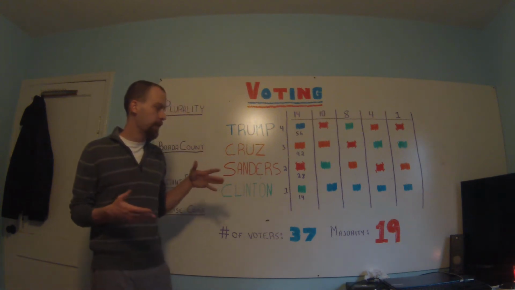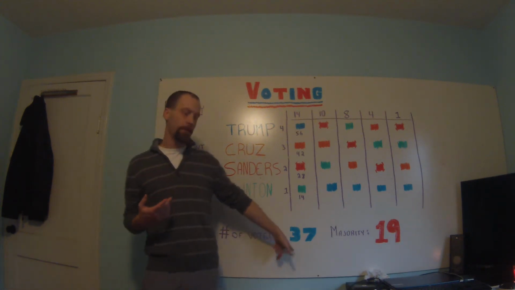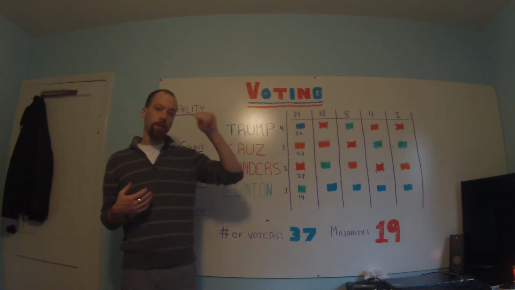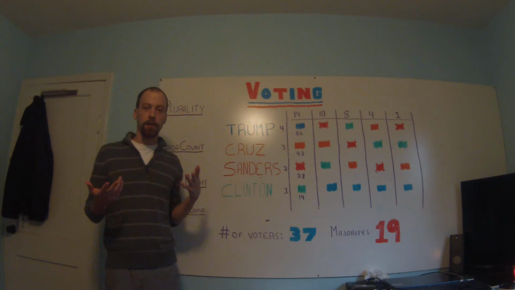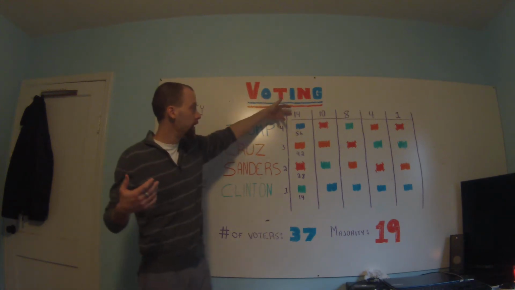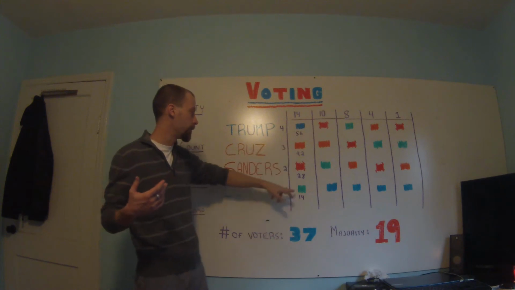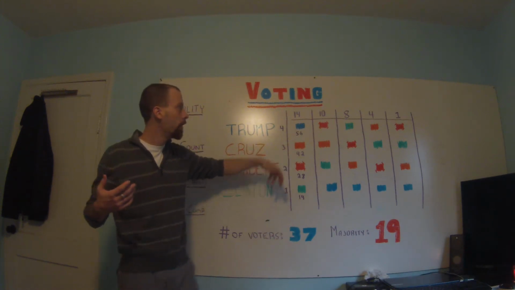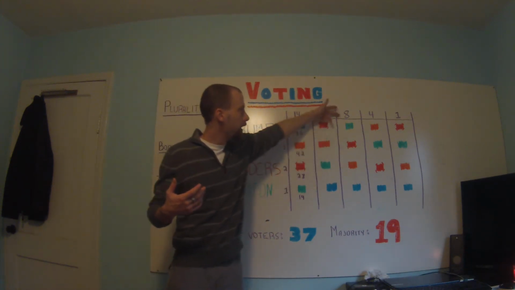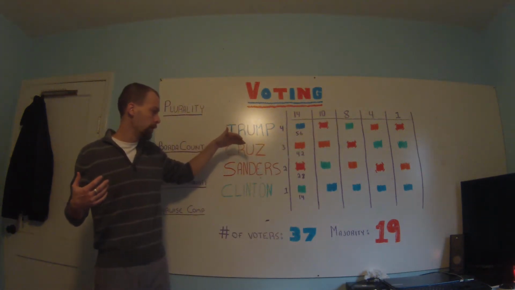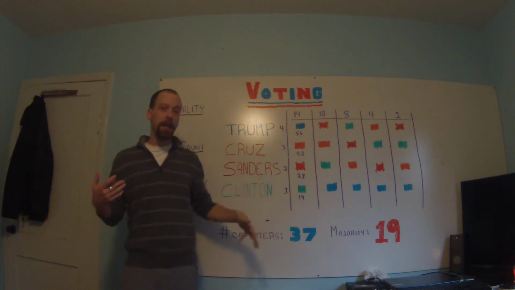So what we have is I made all 37 of my voters rank the candidates. They had to put first place, second place, third place, and fourth place. They couldn't have ties. So we had 14 people that voted for Donald Trump first, Ted Cruz second, Bernie Sanders third, and Hillary Clinton fourth. 10 people voted this way, 8 people voted this way, etc. Now we have to count these votes.